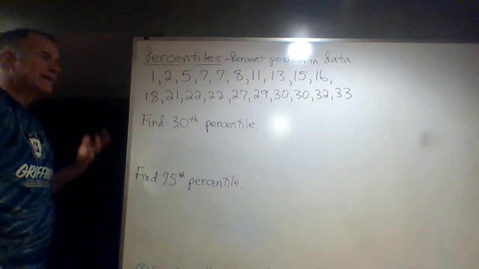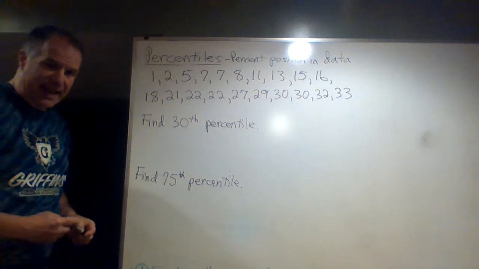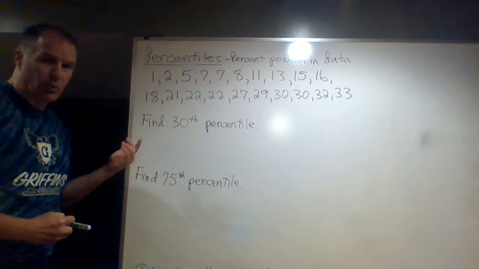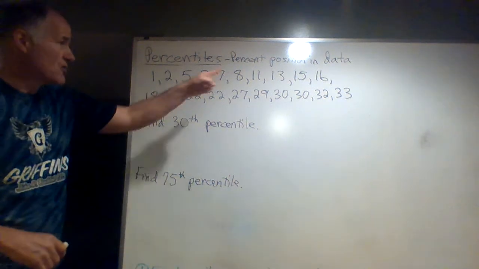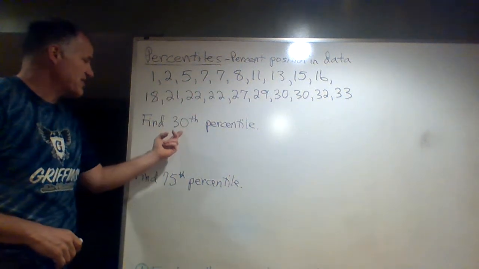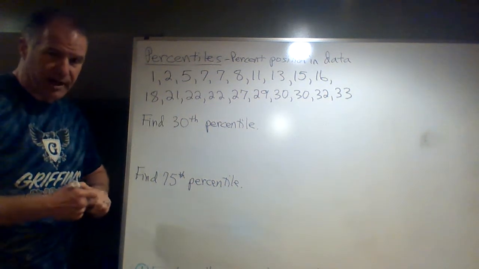So anyway, hopefully this is kind of easy. This is just taking what we did last time and changing it to 20 numbers. Let's go back over. I have these 20 numbers, and I want to find the 30th percentile. So which number is in the 30th percentile?